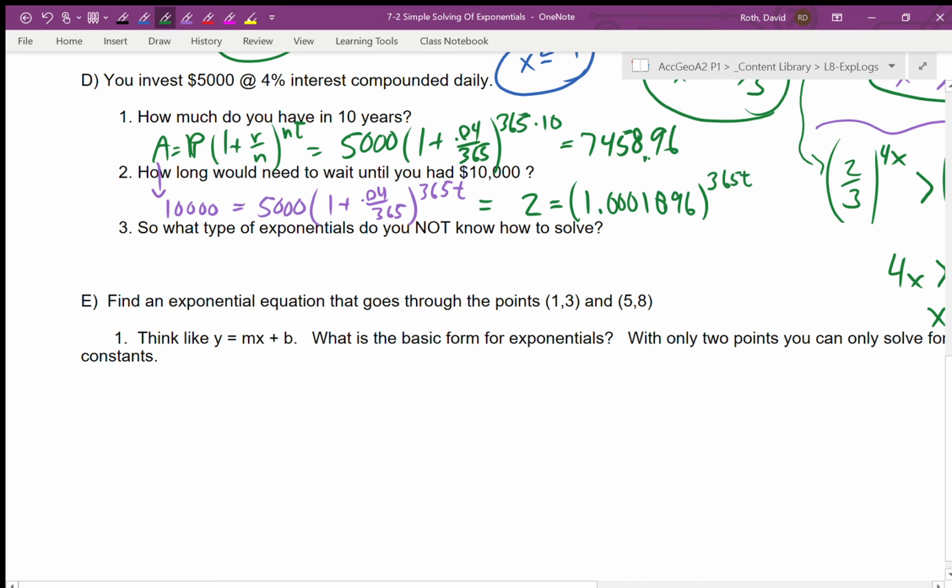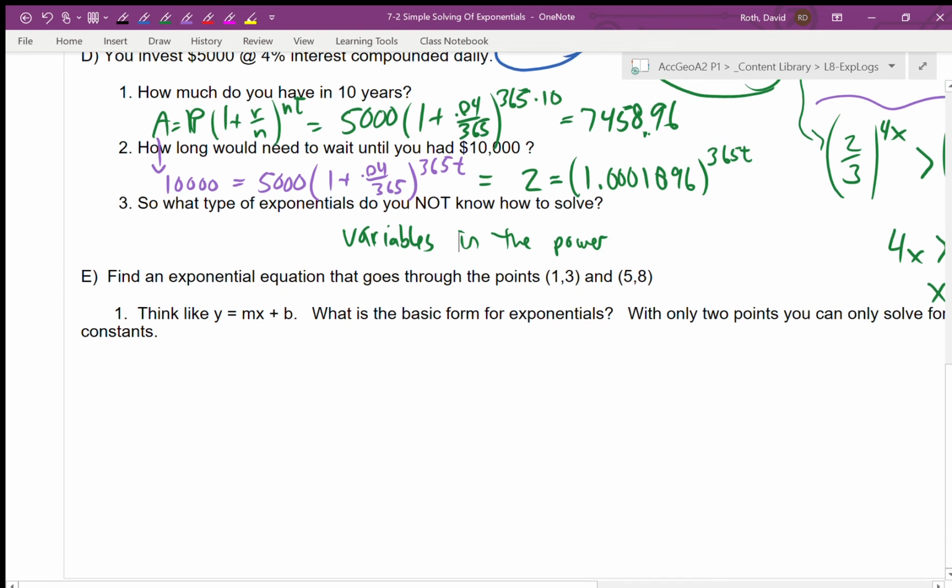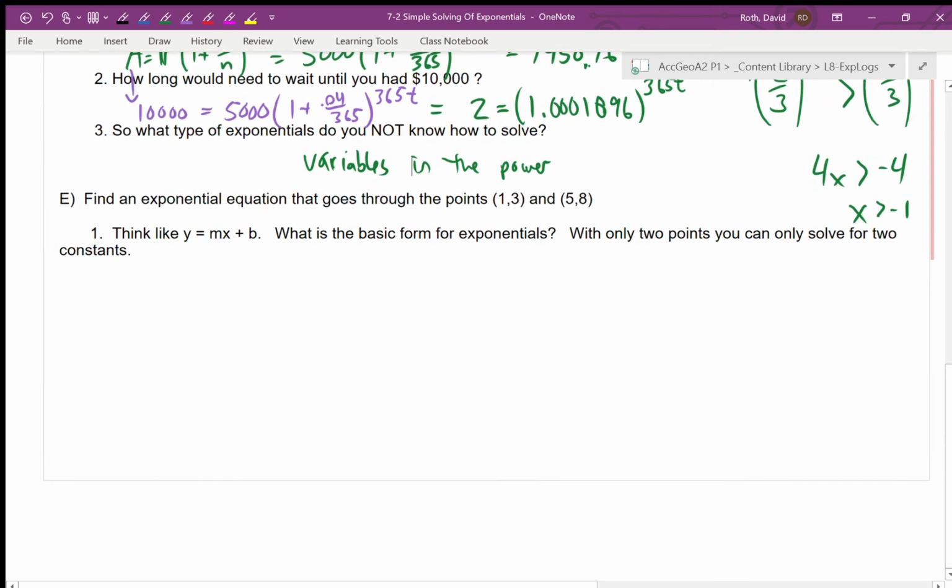Do you know how to solve that? No. So we do not know how to solve for variables in the power. And we'll learn that in our next lesson when we learn logarithms. Okay, fine. Keep scrolling. We're almost done here.